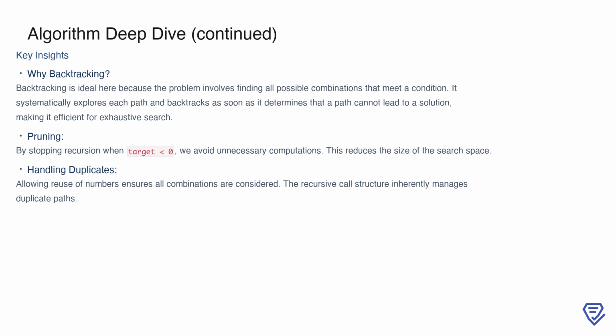Another critical insight is handling duplicates. Since the problem allows reuse of numbers, we don't need to worry about exclusion. The recursive structure naturally manages this by ensuring that every number is reconsidered at each step. This approach guarantees that all valid combinations are explored without redundancy.